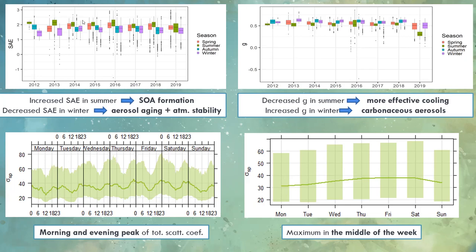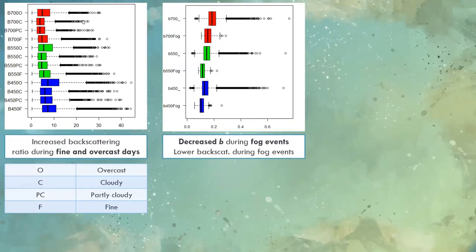Here you can see diurnal and weekly variations of the total scattering coefficient. As you can see, the diurnal variation is similar for all the days during the week, and we can observe a morning and evening peak each day. For the week, the maximum could be observed through the middle of the week and continues to the second part of the week.